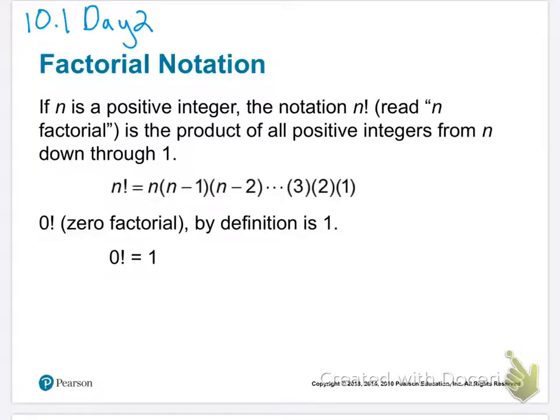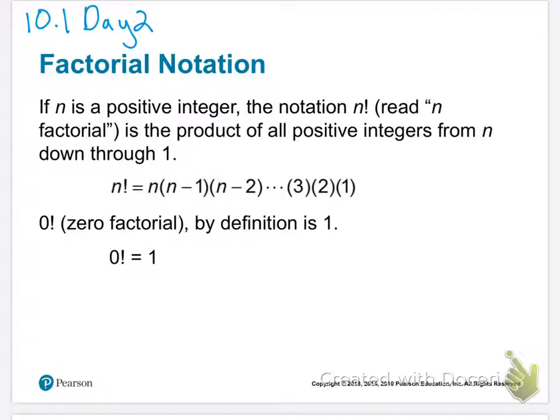Hey guys, this is 10.1, day 2, so we're starting with factorial notation. If n is a positive integer, then the notation n factorial is the product of all the positive integers from n down to 1. So you see n factorial is n times n minus 1 times n minus 2 all the way down.